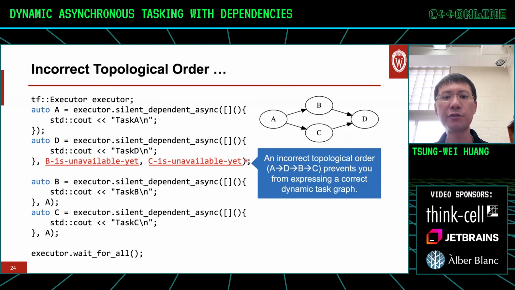For example, if you create task D before B and C, there is no way you can specify the dependencies on B and C because B and C do not exist yet. So this is the major limitation of dynamic task graph programming. You have to know a correct topological order for your task graph before you create a dynamic task graph.